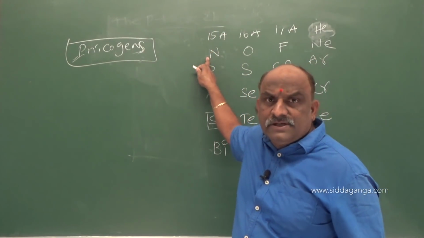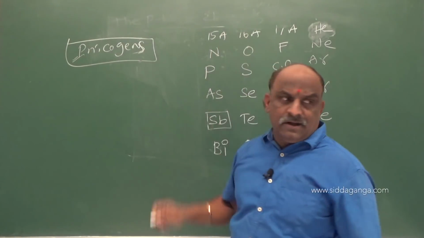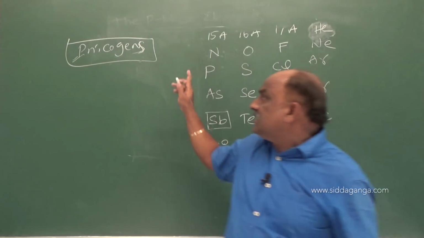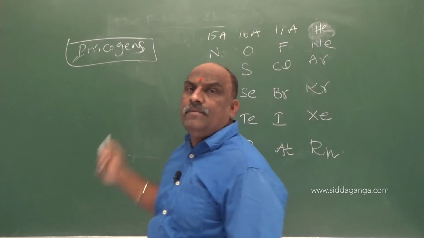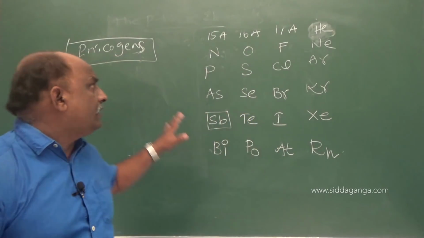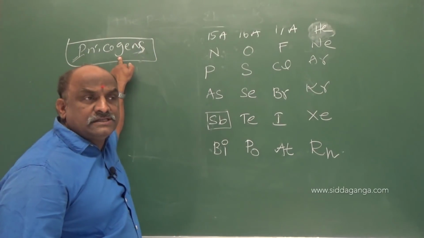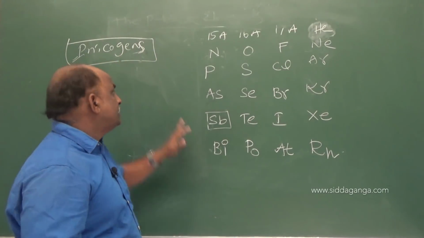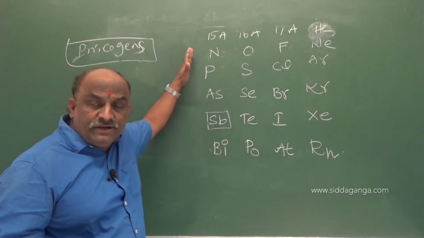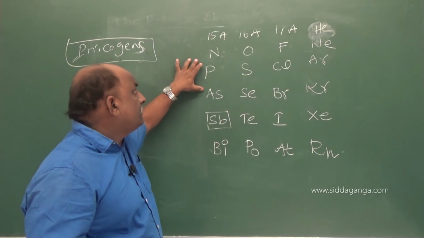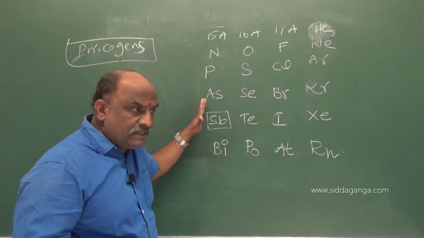The 15th group elements belong to the p-block elements, and their position is on the right side of the periodic table. Make a note, this is very important. These are called pnictogens. Why are these called pnictogens? Because they are suffocating in nature. Due to that, these are called pnictogens.